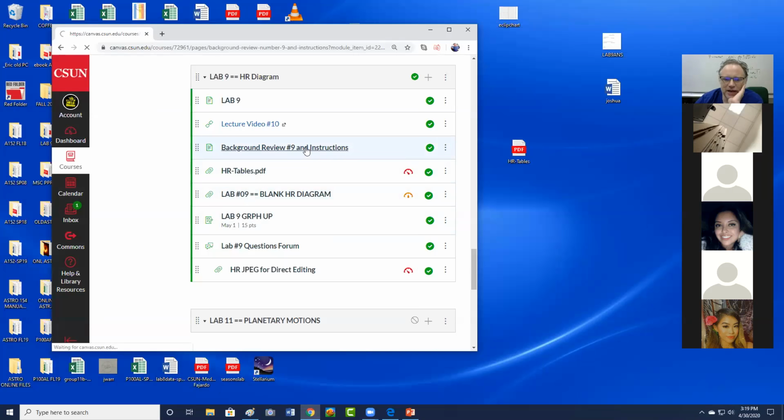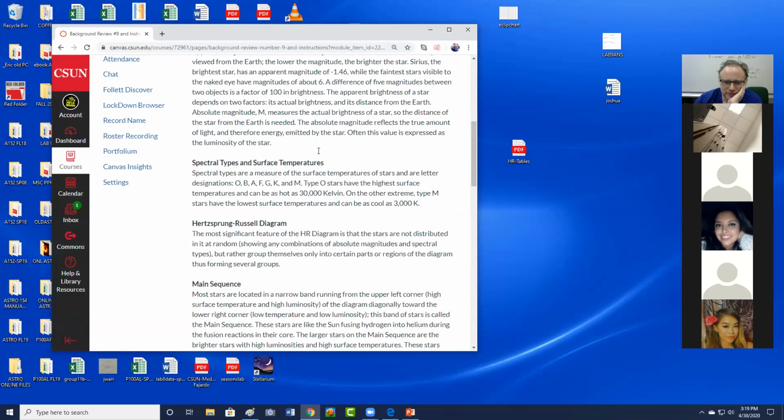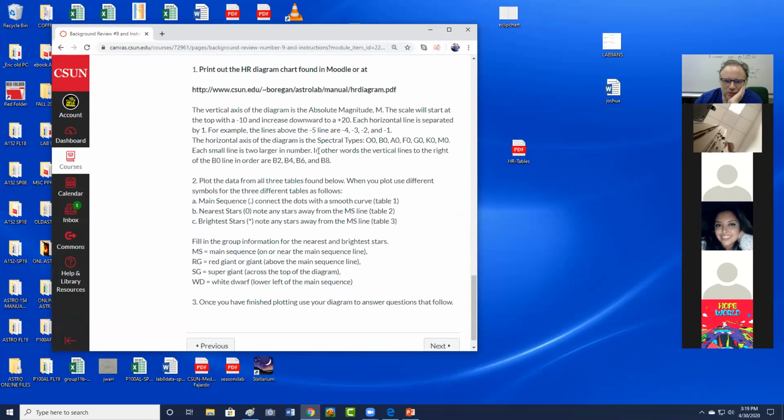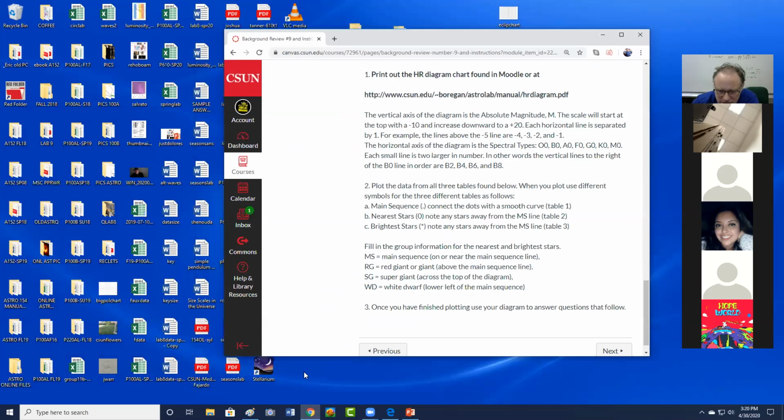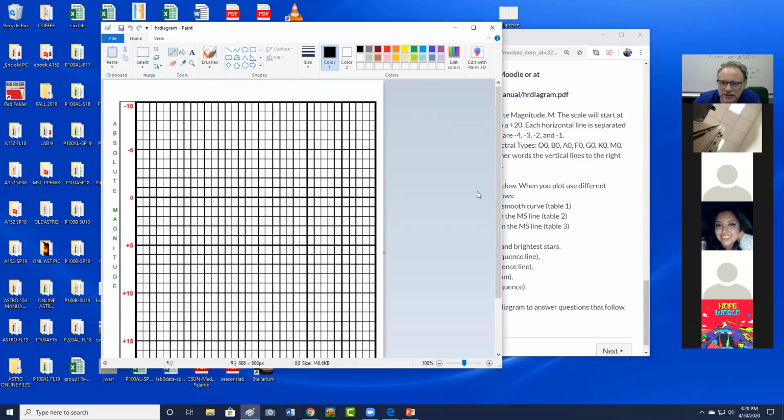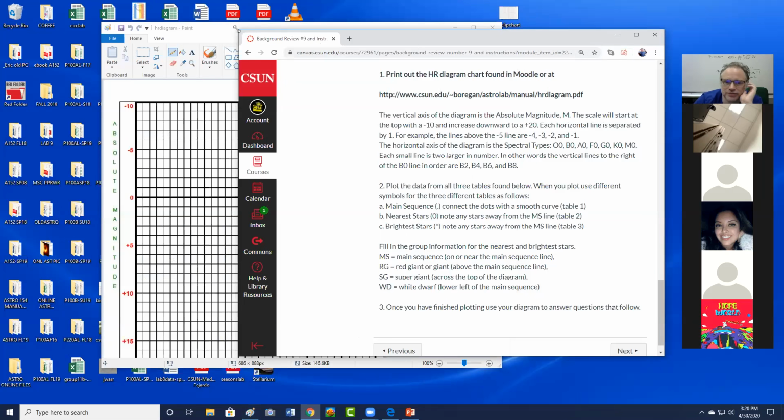I've clicked on the background review and instructions. If we go down, it'll tell us what to do for each diagram. For the main sequence, we need to use periods. For the nearest stars, we need to use circles. And for the brightest stars, we need to use the star symbol. Those are easier done by hand, but I'm going to try to do it using this paint program online, just in case some of you may not have access to a printer.